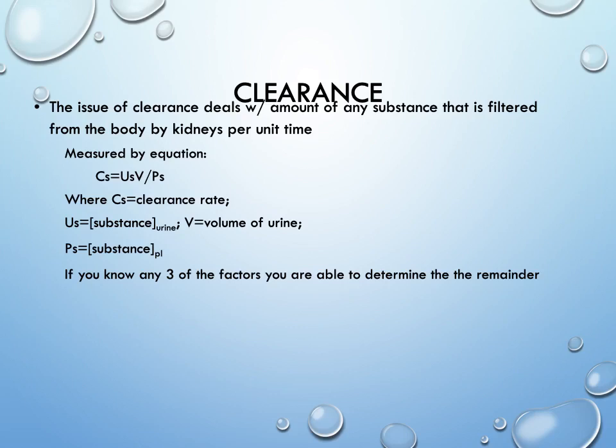So the last thing we can go ahead and take a look at is what's referred to as clearance. Clearance is going to be the comparison of what we see in the urine to what we actually have in the plasma. And so clearance is going to be equal to the excretion, US times V, divided by the plasma concentration, PS. Within this formula, if we know 3 of the 4 factors, we can determine the remaining factor. And that's the same for any of the other equations that we look at. If all we're missing is one of the factors, we can figure out the missing factor.